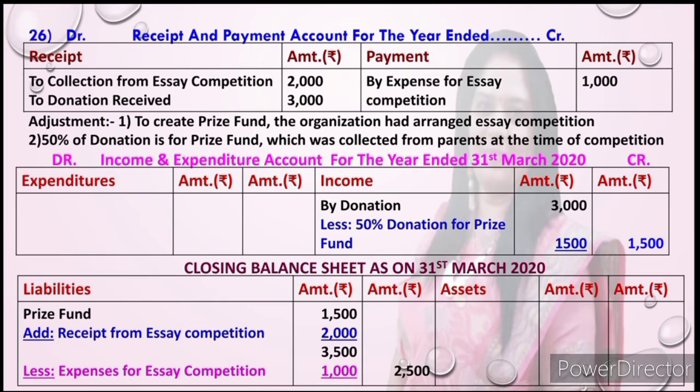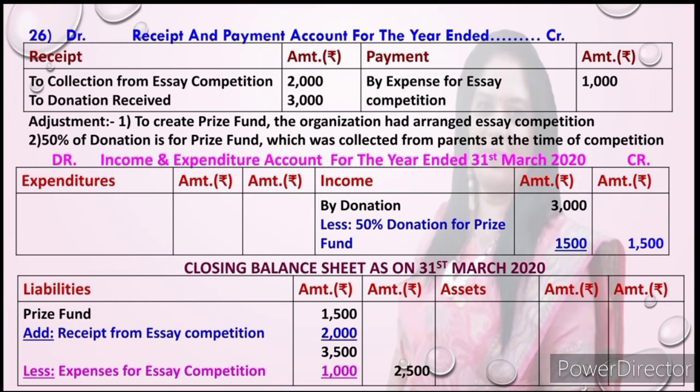Here, collection from essay competition 2000. After that, on the receipt side, it is given donation received 3000. That you have to record in the income and expenditure account, credit side, that is the income side, by donation 3000. Take the first, second adjustment.